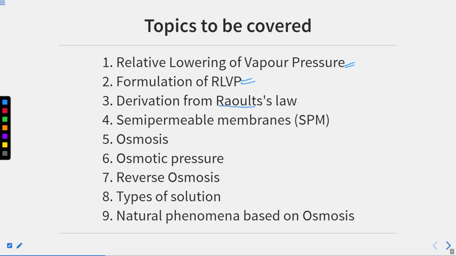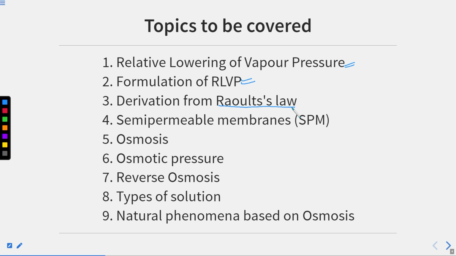For those who are not aware of Raoult's law, I made it clear in the previous class that you should once revise Raoult's law to understand the relative lowering of vapor pressure. For those who don't know, Raoult's law says that the partial pressure of any substance in a solution is directly proportional to its mole fraction. The more general statement is that the partial pressure of a volatile substance is directly proportional to the mole fraction of that substance in the solution.